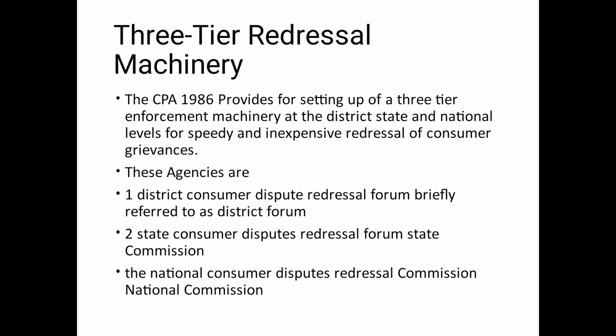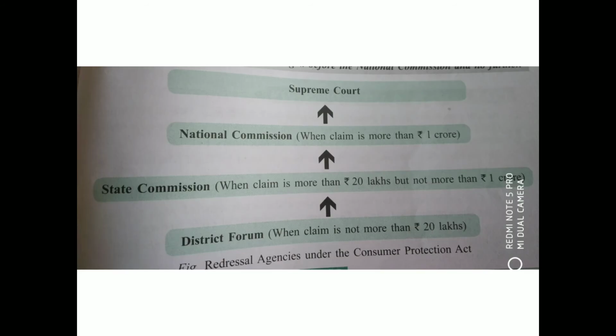So if a person is still not happy with the verdict or judgment or the directives issued by the National Commission in his favor, he can go to the Supreme Court, unless the value of the goods and services along with the compensation claim exceeds 1 crore. I'll be explaining how these machineries work and what are the other criteria when you approach this system. So this is a brief introduction of the three-tier system.